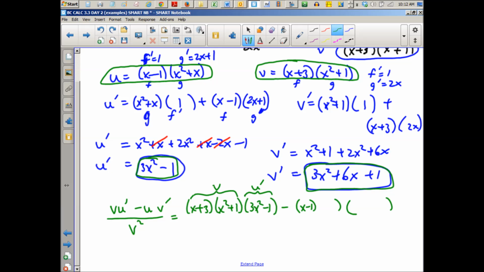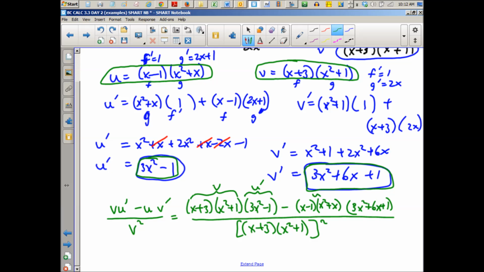So x minus 1, x squared plus x, there's u, and v prime, that's right here, 3x squared plus 6x plus 1. All of this is over v squared, which is x plus 3 times x squared plus 1 squared.